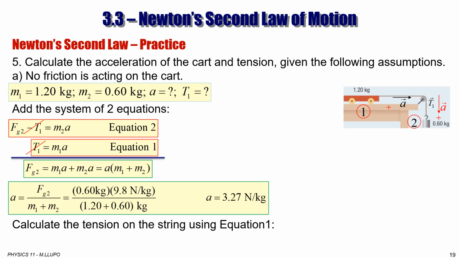Now, in order to calculate the tension, we go back to equation number 1, which is the easiest one. So tension is equal to M1A. We do have M1 and we have A. So we can plug those numbers into the equation, and we find that tension 1 is 3.9 Newton.